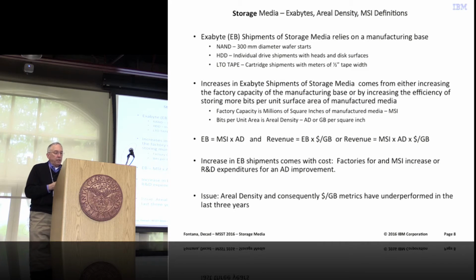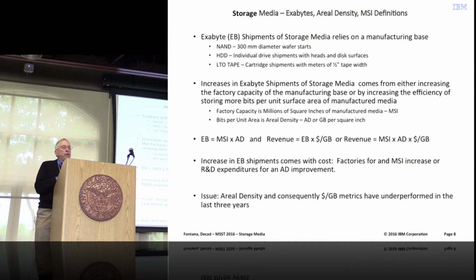I think you should recognize that exabyte shipments come with cost: either factories for an increase in the manufacturing base, or R&D expenditures for an areal density improvement. In general, one likes to favor the R&D expenses. They tend to be less than the capital displacement. But the comment I would like to make is that the areal density and the dollar per gigabyte metrics have really underperformed in the last 3 years relative to a Moore's Law perspective.